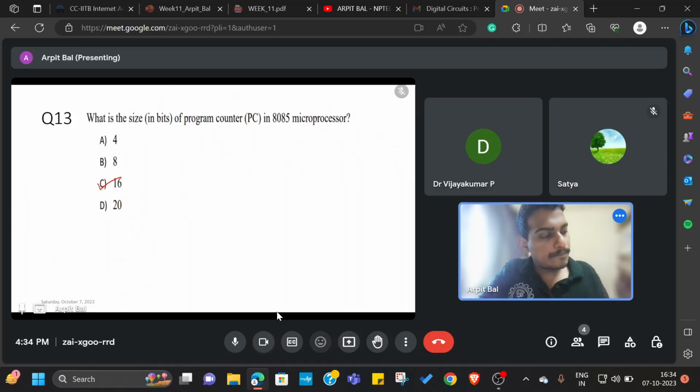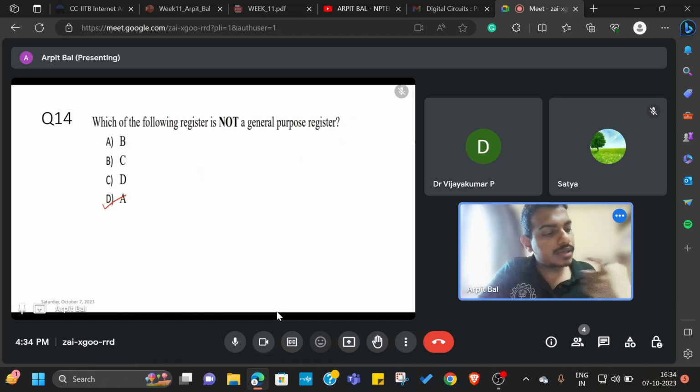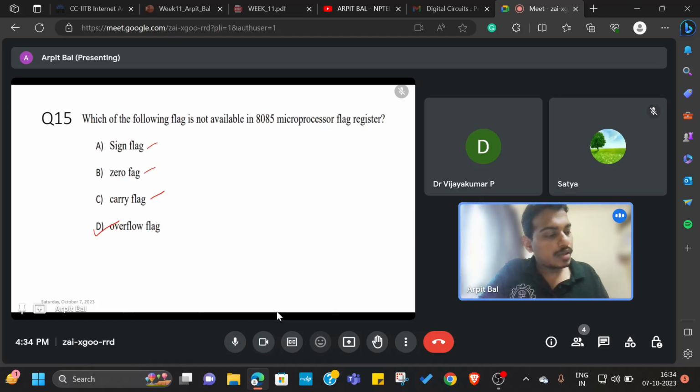Next is the size of the program counter, that is 16-bit for 8085. Then A is not a general purpose register, that is the accumulator. The overflow flag is not present in the 8085 microprocessor. So these were the problems that we did.